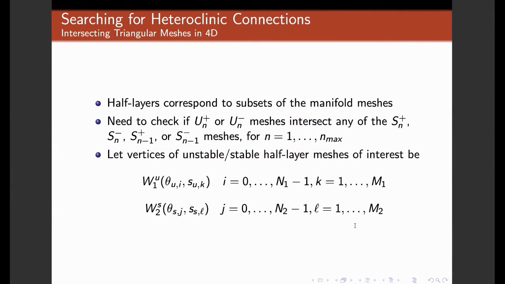So now let's say you have 2 manifolds which are trying to intersect, like meshes. We need to check if the appropriate layers, the U sub n's and S sub n's, intersect each other. These are just going to be subsets of the full manifold meshes. So let's say you have WU1 and WS2, unstable and stable manifolds, pathways to and from 2 different objects. Let's say i and k represent the points on the unstable mesh, and j and l represent the points on the stable mesh, the indices.